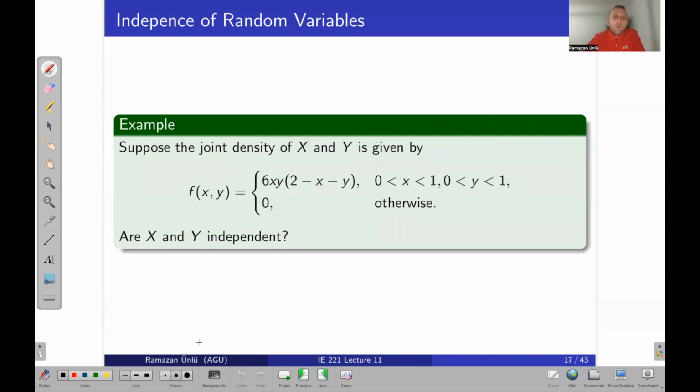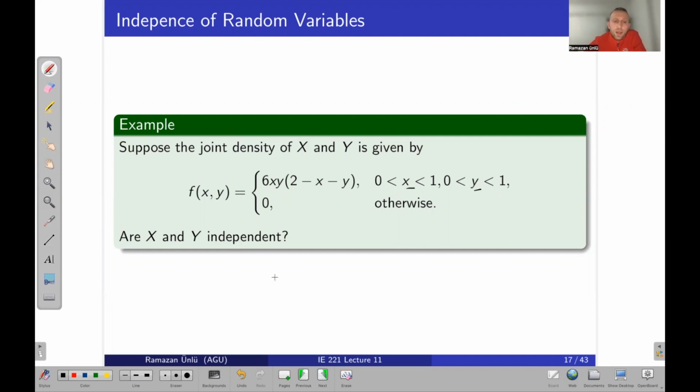And let's do the same thing for the continuous case. Suppose that the joint density of X and Y is given with this formulation. The joint PDF of X and Y is 6 times x times y times 2 minus x minus y, where x is within the range between 0 and 1, and y is also within the range between 0 and 1. So the question is the same: are X and Y independent? Okay, so how can I check that one?